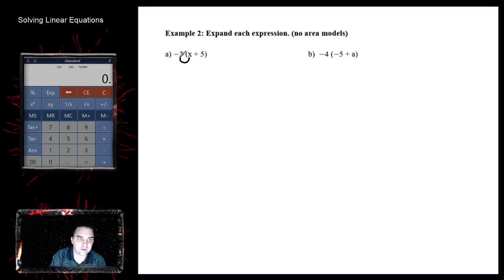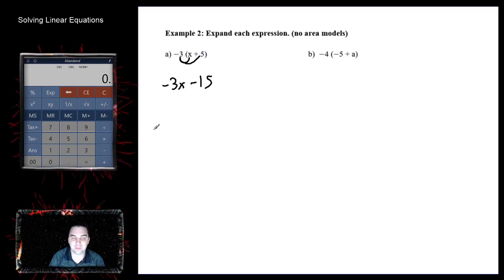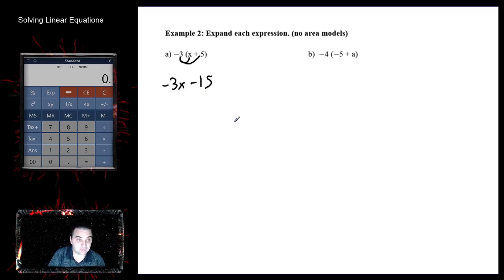So let me start this. Minus 3 times x is minus 3x. Then I have the next one. Minus 3 times 5 is minus 15. That's it. Expanded. That's all I got to do. There's nothing more. Move on to the next.